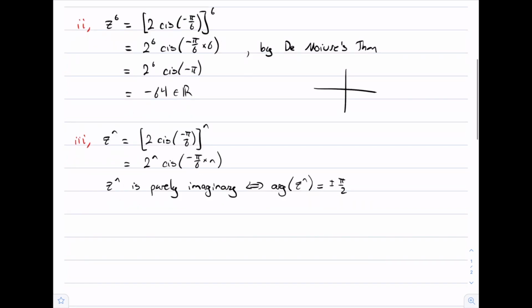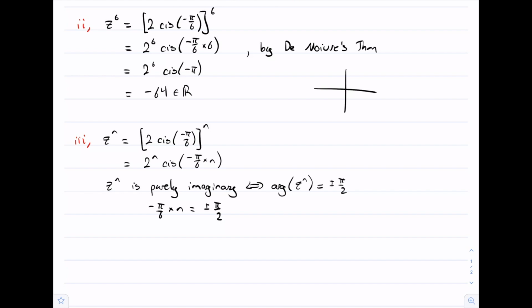Not a problem. All we have to do is set this thing here equal to plus or minus pi on 2, and that'll give us our answer. So minus pi on 6 times n equals plus or minus pi on 2. Now you can see that we're not going to look for the positive pi on 2 case. We don't want positive pi on 2 because that would require a negative n value. So we'd have to actually look for minus pi on 2.